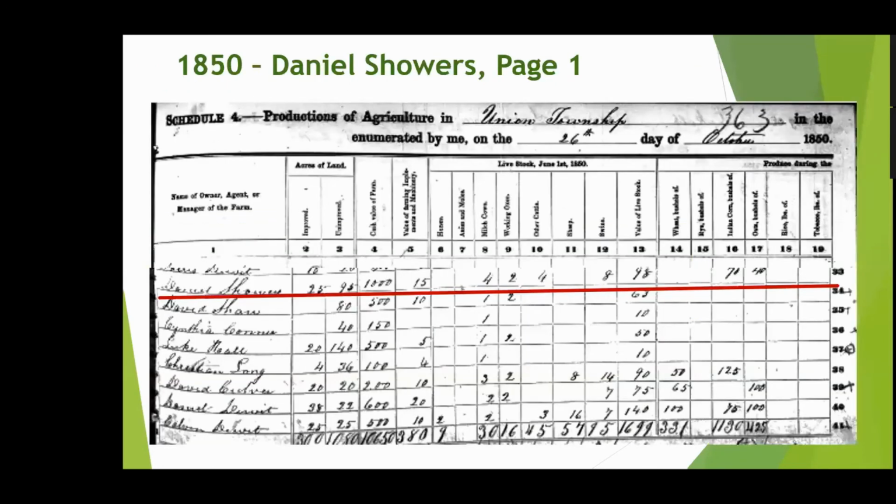So with Daniel Showers in 1850, he's in Union Township. I was always told that he lived in Richland, because it surprised me. So I found him and he had 120 acres worth $1,000. And it looks like he just began to farm. And I will tell a story about that a little bit.